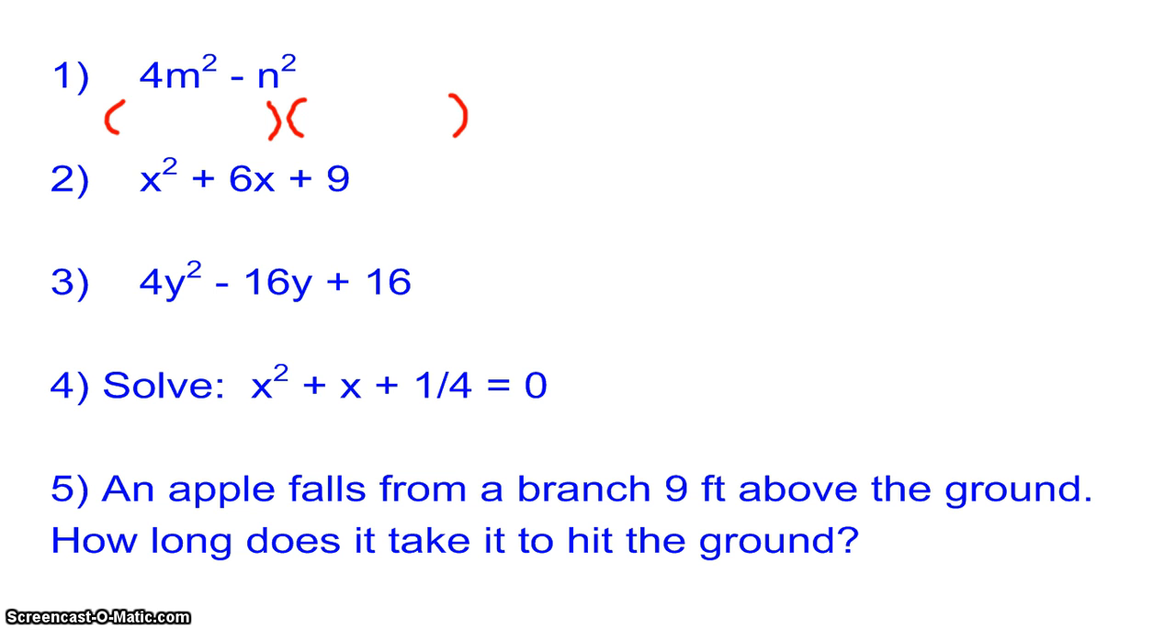So what do you have? 2, and then plus 10. Good. Okay, so you basically take the square root of the first term and put those factors there. Take the square root of the last term, put those factors there. And then in between we have the sum and difference.